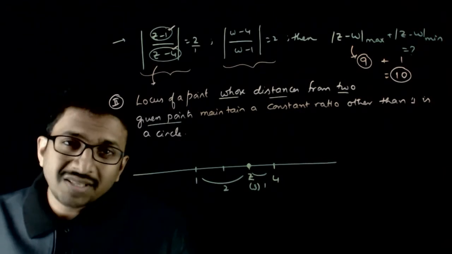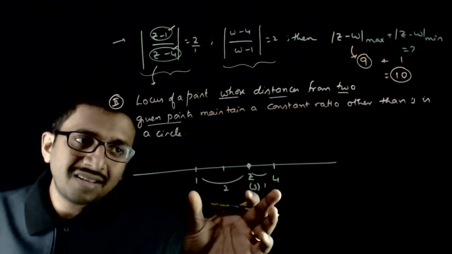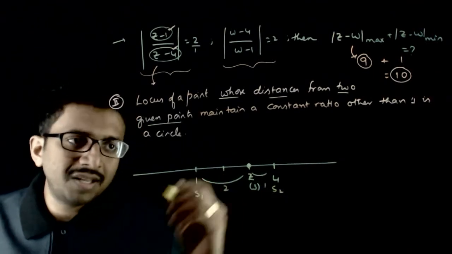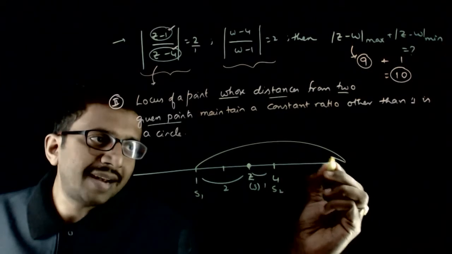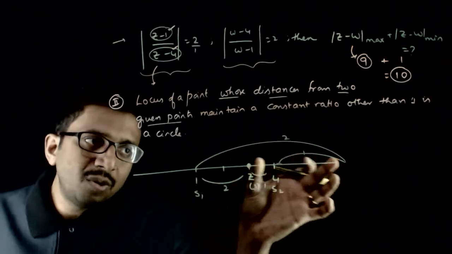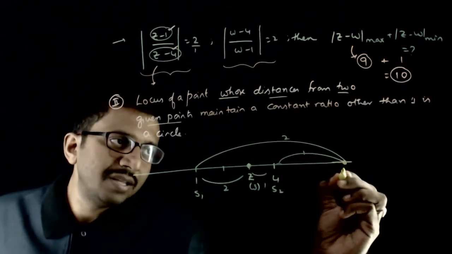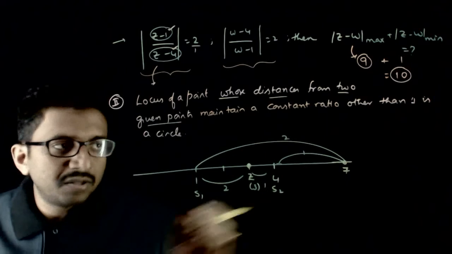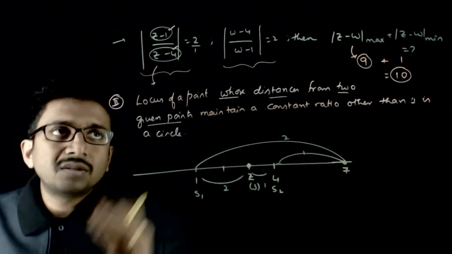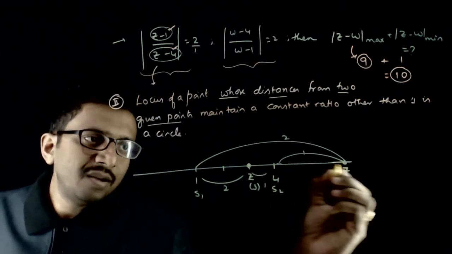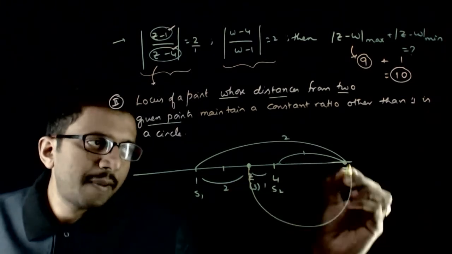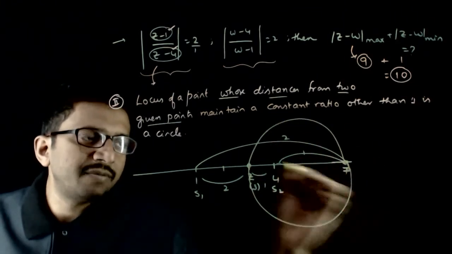Next, what is the next point which divides, let these two be S1 and S2, S1S2 externally in the ratio 2:1? That means this has to be 2 and this has to be 1, so this distance is 3. I just need to go 3 units forward, that is, you get the point 7. So 7 is the point which divides 1 and 4 in the ratio 2:1 externally. So the first locus will be a circle with 3 and 7 as extremities of the diameter. This is my first circle.